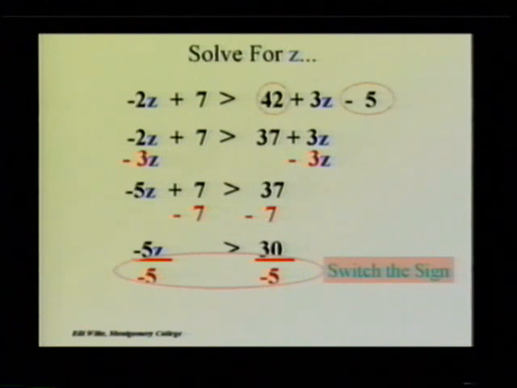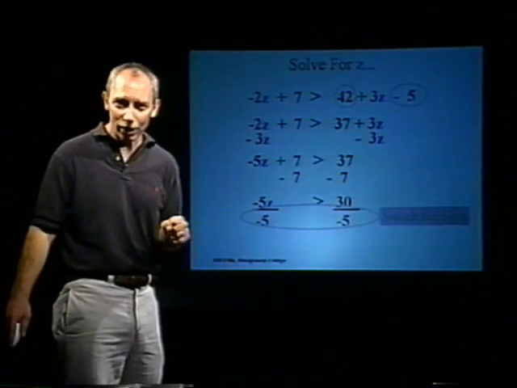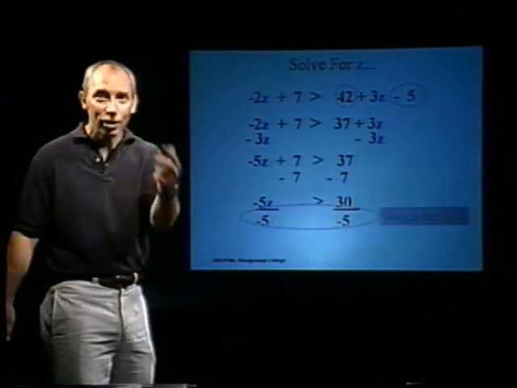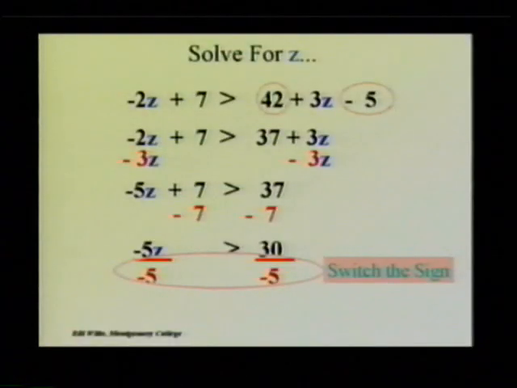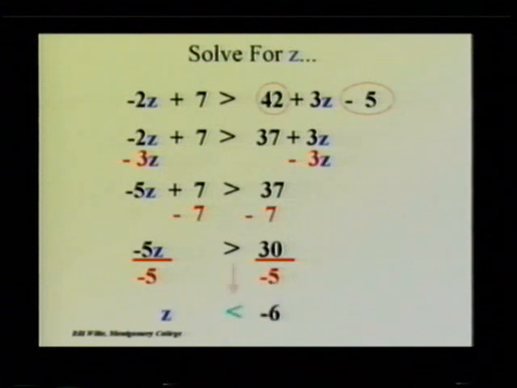The reason we switched this is because we were the troublemakers. We introduced the negative to the problem. Not because it was already there, but we introduced a negative into the problem. Okay, so let's compute this. Negative 5z divided by negative 5 is in fact z. Note that I switched the sign here, and 30 divided by negative 5, just basic computation, is negative 6. So the answer to this problem actually is z is less than negative 6. Okay?